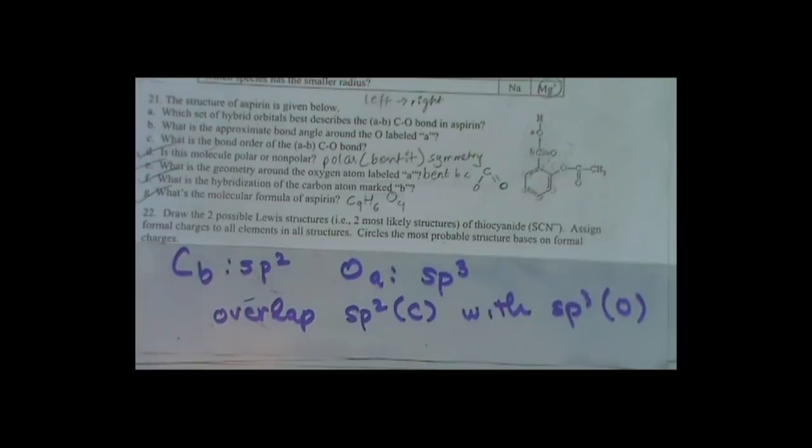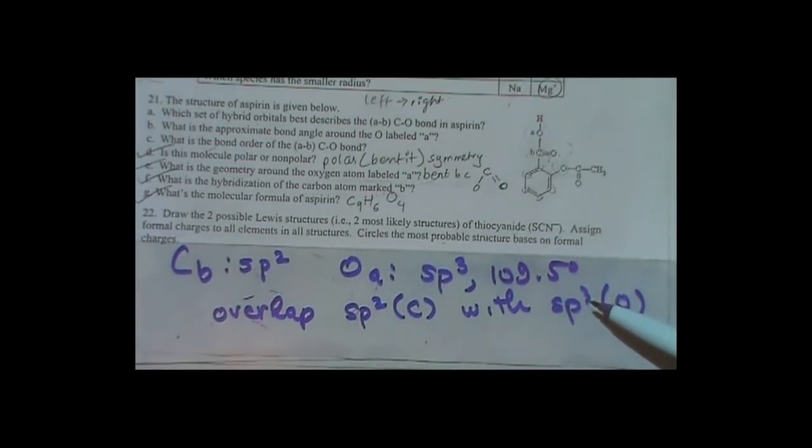Okay, what's the approximate bond angle of oxygen A? What do you think? Yeah, how did you know it was 109.5? Because there are 4 groups. 4 groups means tetrahedral, and tetrahedral means 109.5.